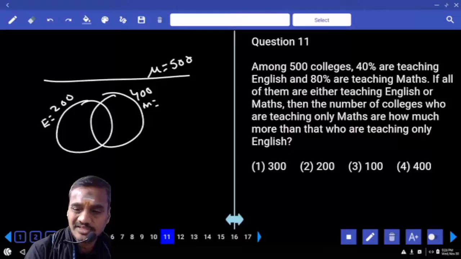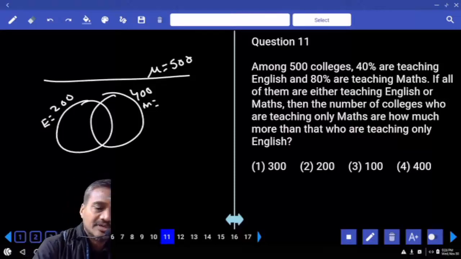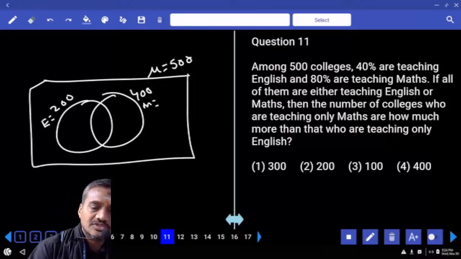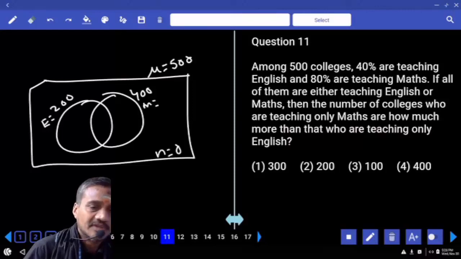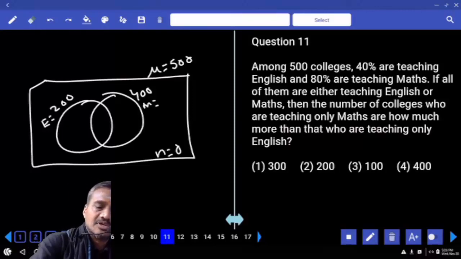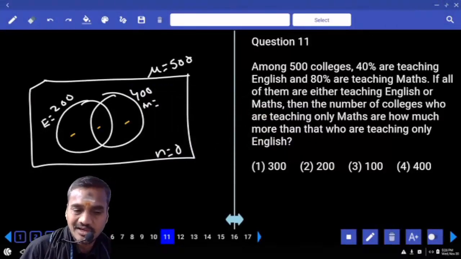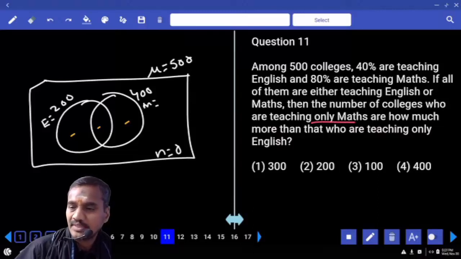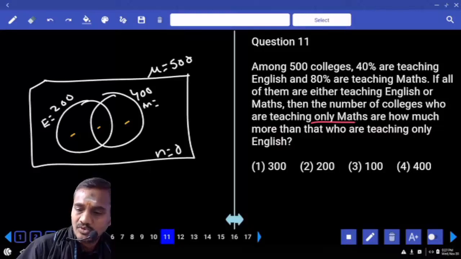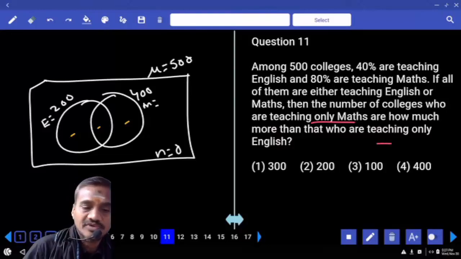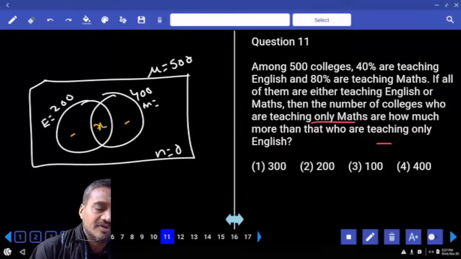And if all of them either teach English or mathematics, that means now n equals 0, isn't it? That means all these 500 must belong to one of these categories. They teach either English or mathematics. Then the number of colleges who teach only mathematics is how much more than those teaching only English. Now we need to find this out. First we need to find out both.